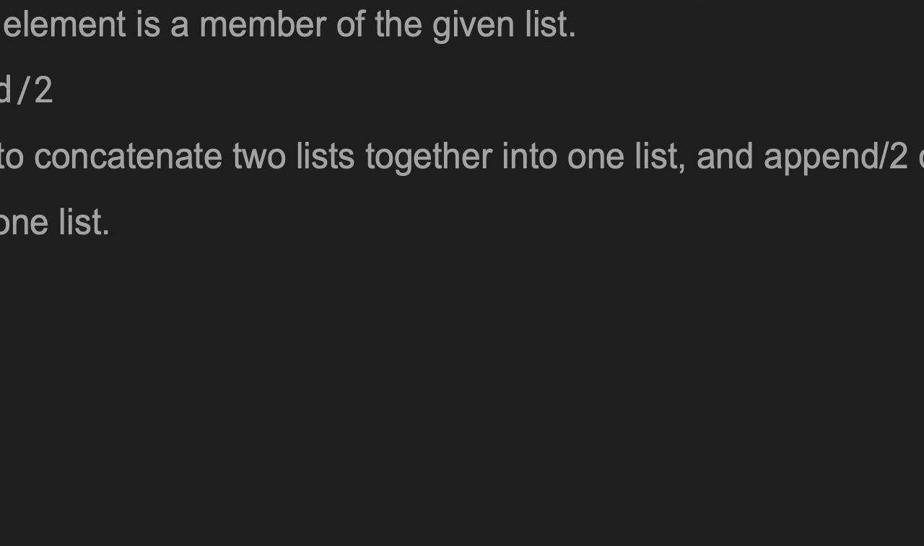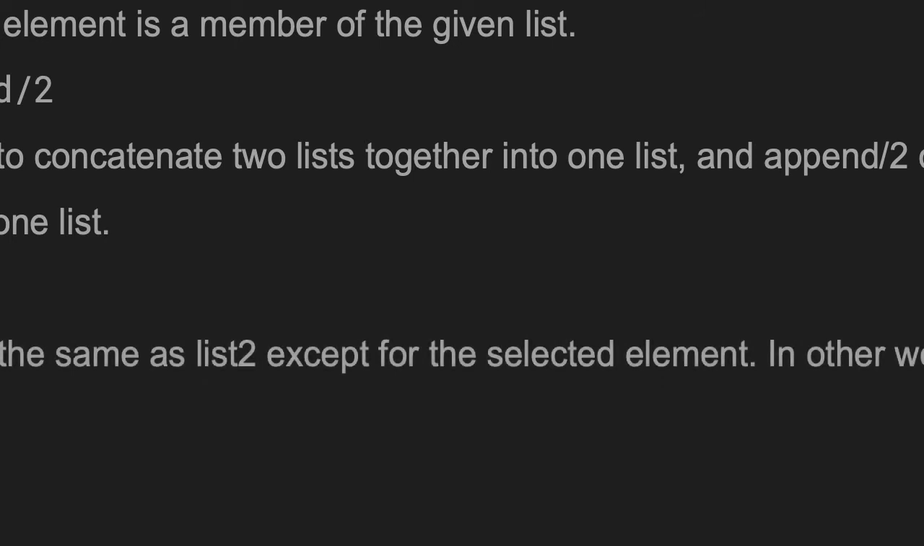The next predicate is select. Select is true if list 1 is the same as list 2, except for the selected element. So basically, if list 1 minus the selected element is equal to list 2, then select will return true. Next is same_length, which is just true if list 1 and 2 have the same number of elements.